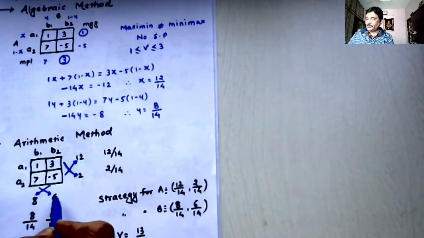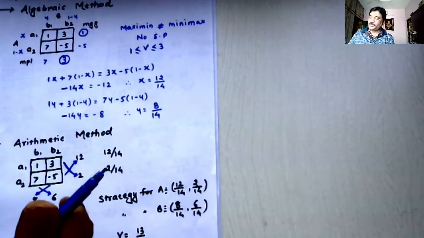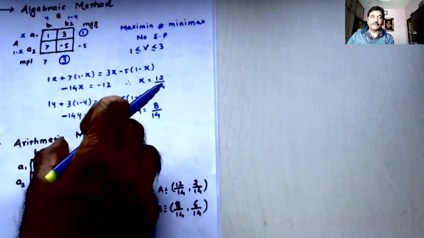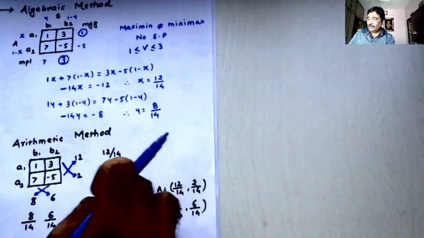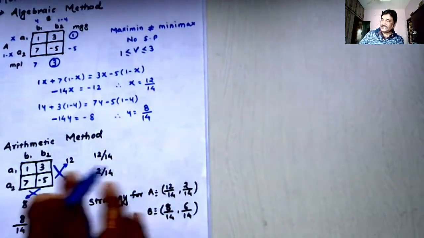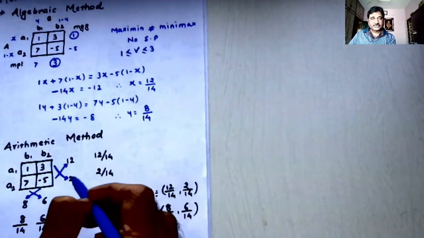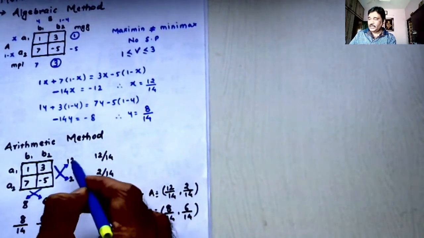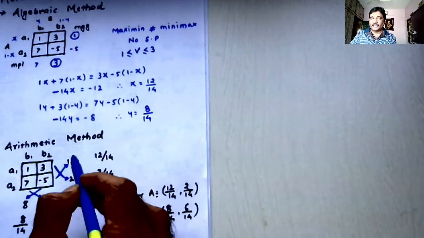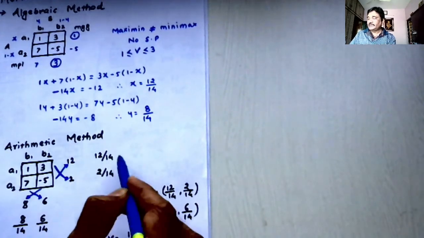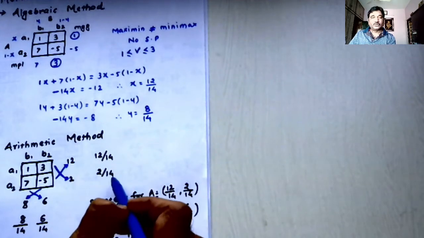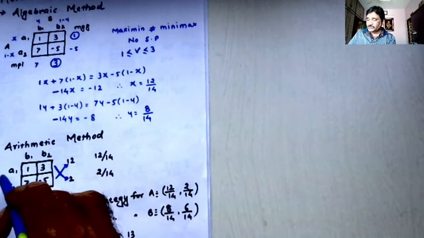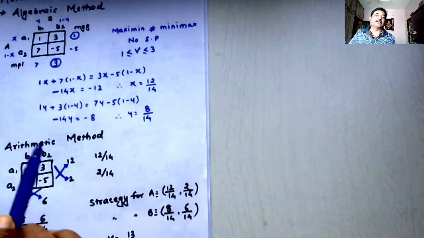So 8 by 14 and 6 by 14 are the proportions of course of action B1 and B2. And here on the A side, you take the sum of these two, 12 plus 2, 14, and put that sum in the denominator of 12 and 2, so you get the proportions 12 by 14 and 2 by 14. These are the proportions of course of action A1 and A2.